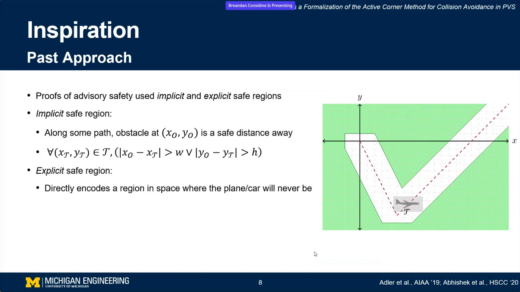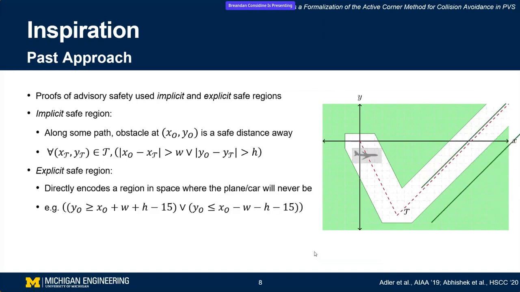Now, there's an equivalent representation, and that's an explicit safe region. What that does is directly encode a region in space where you're never going to be as you move, right? That might be some equations, actually like some inequalities or paths in the plane itself, and these don't have quantifiers, right? This is just a direct Boolean representation.